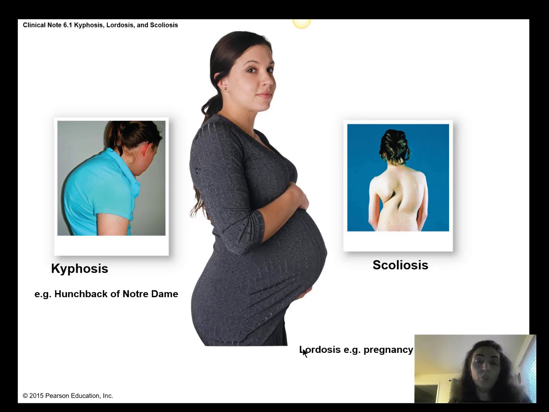So here in this picture you see more curves of the vertebral column. This one is the exaggeration of the thoracic curve that we call kyphosis. The example of that is the hunchback of Notre Dame. And the other one is the exaggeration of the lordotic curve in the lumbar area, that may happen normally in pregnancy, and after pregnancy goes away. We call it lordosis. So lordosis is the exaggeration of the lordotic curve of the lumbar area.